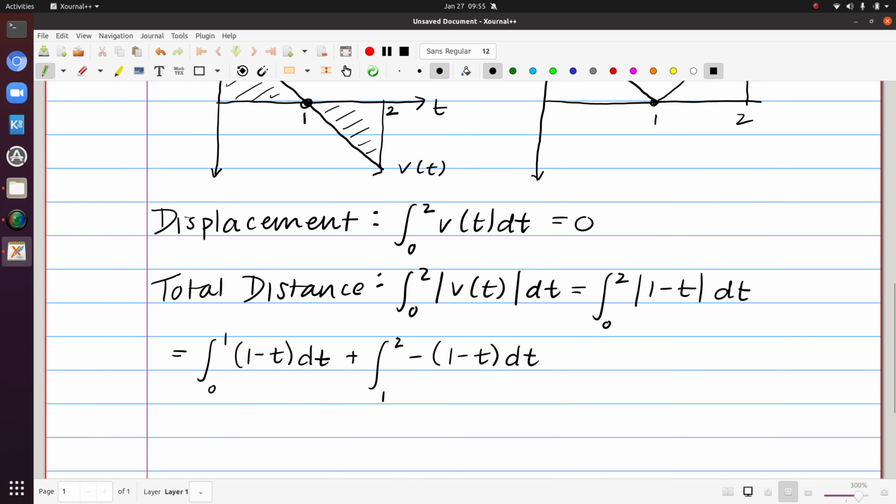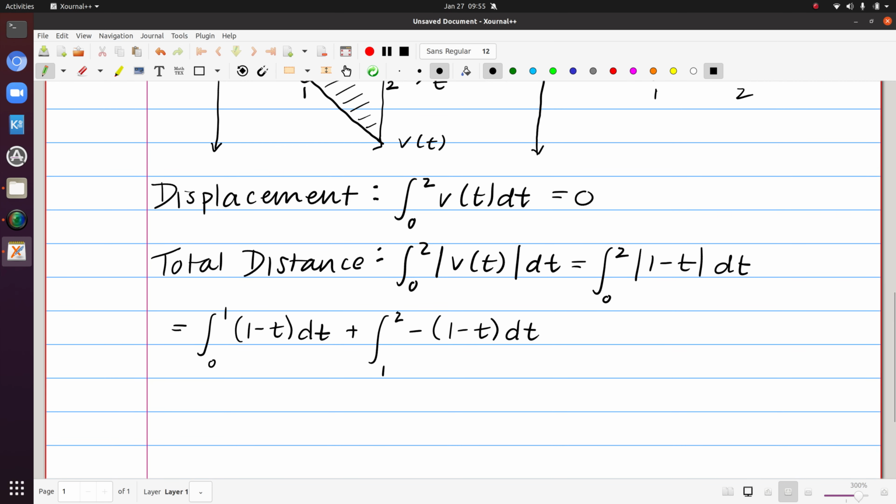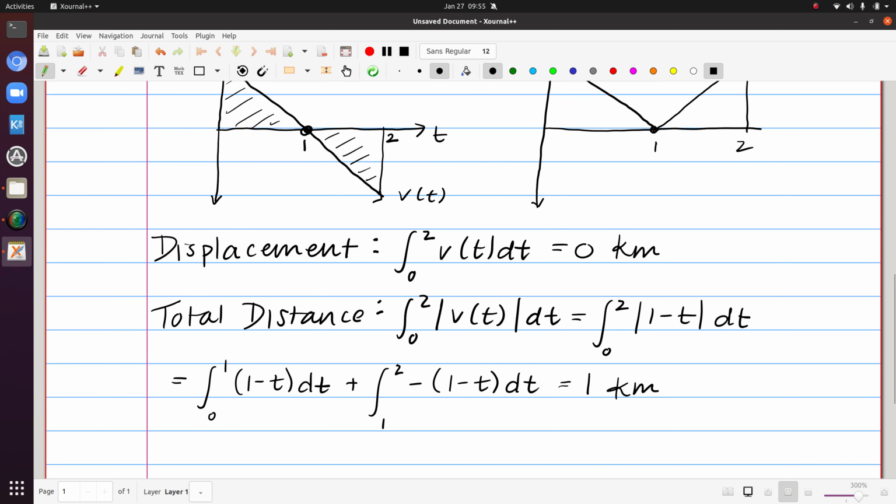This would give us the desired integral for the total distance, and we can go through and evaluate this, and you should note that you get 1. Again, my units in both cases here are kilometers, and so we see that we actually end up back where we started, hence the displacement of 0, but of course we did travel. It just happened to be towards the right and then the left.